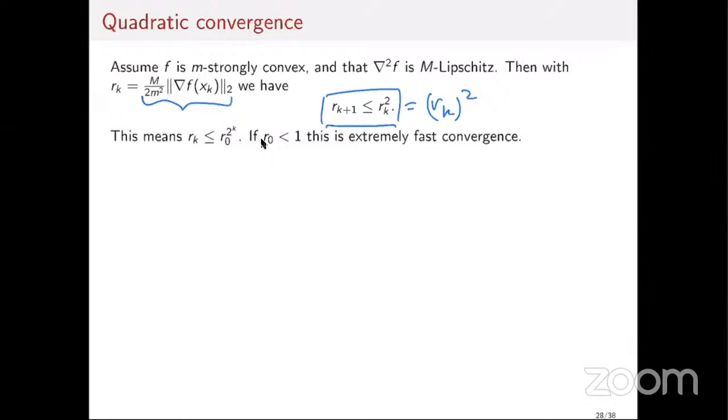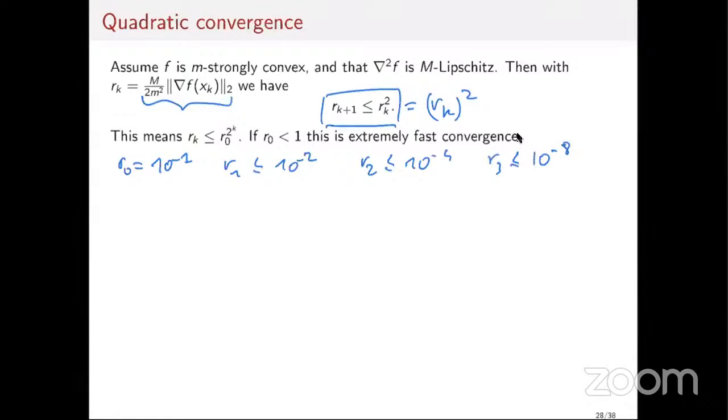Okay, and what we have here is that obviously if you do the iterations, then this gives you Rk is less than R0 to the power 2 to the power k. So if R0 is less than 1, this is extremely fast convergence to 0. Just to make this point clear, if R0 is just 10 to the minus 1, you can see that R1 is going to be less than 10 to the minus 2. That's the power of the square of R0. And then R2 is less than 10 to the power minus 4. And then R3 is less than 10 to the power minus 8.